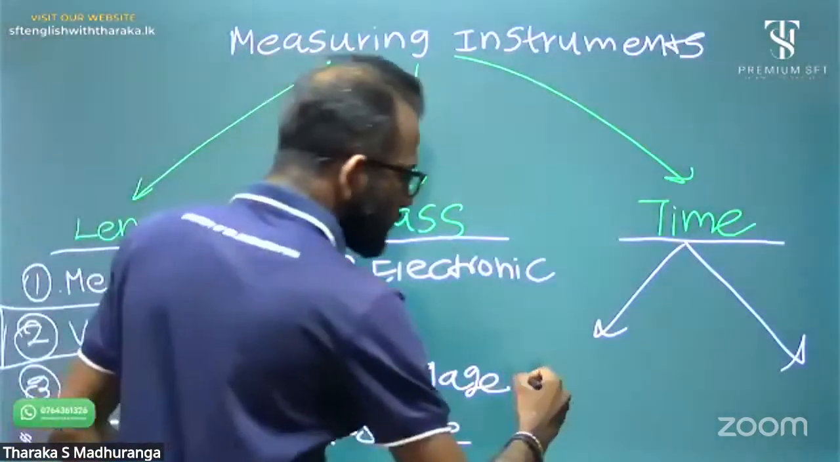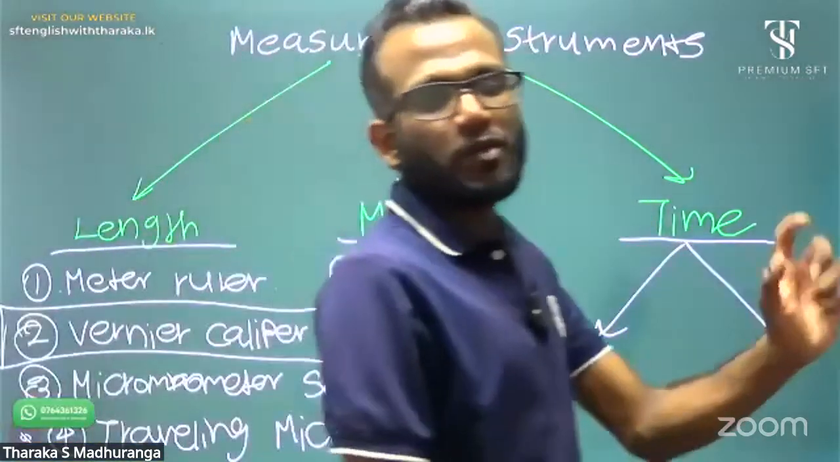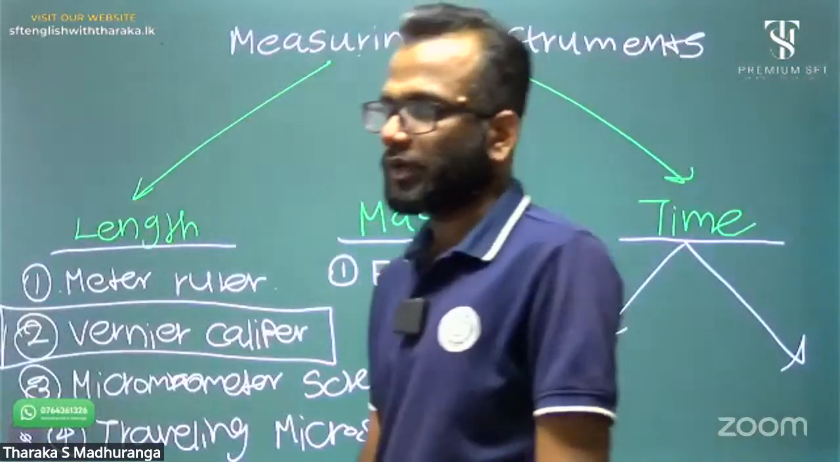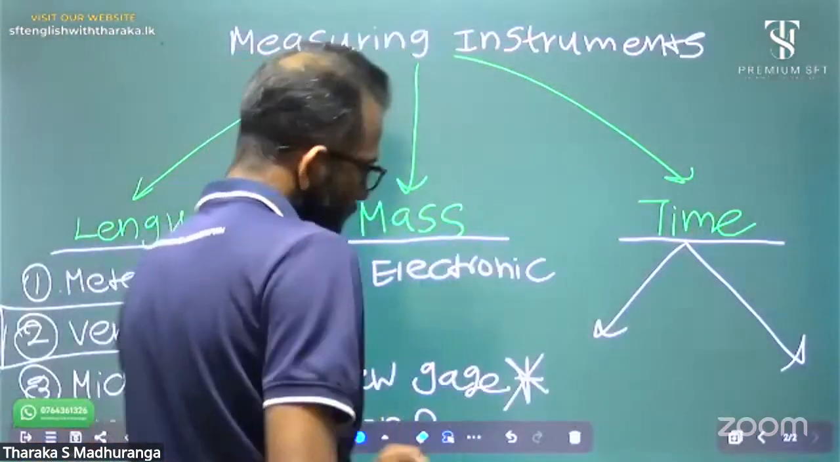Today we are going to start a very new instrument, our third length measuring instrument, the micrometer screw gauge.